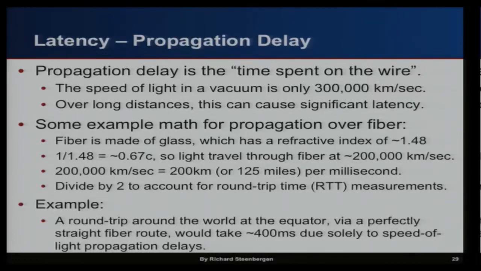So 200,000 kilometers per second, you can turn it into 200 kilometers or 125 miles per millisecond. Real simple math. And then divide by 2 to take into account the round trip time, because remember Traceroute is showing you forward and backward. So as an example, a round trip around the equator of a perfectly straight fiber route, through a lot of ocean, would take 400 milliseconds just from the speed of light delay. So if sometimes gamers complain, they say, I want it to be faster, and you say, take it up with God.